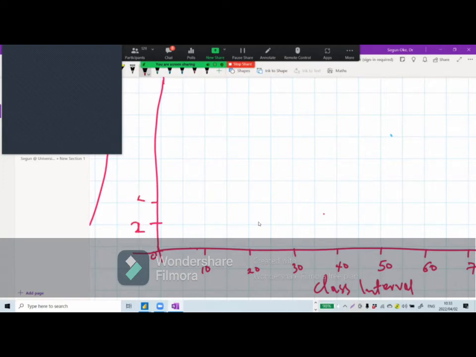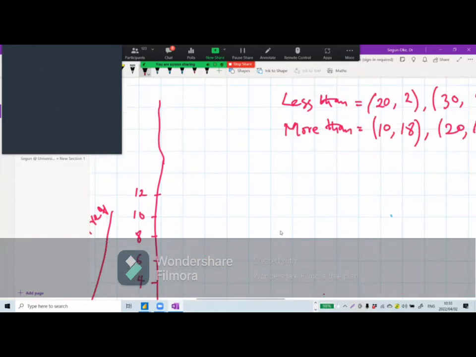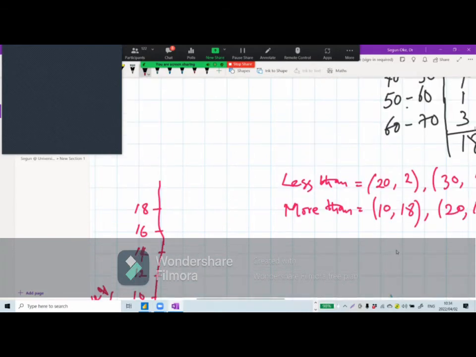2, 4, 6, 8, 10, 12, because 18 is very long. 14, 16, 18. So let's first of all sketch the one of less than.